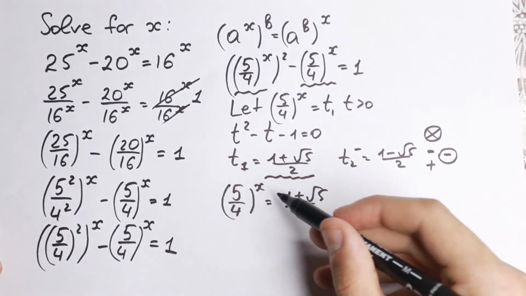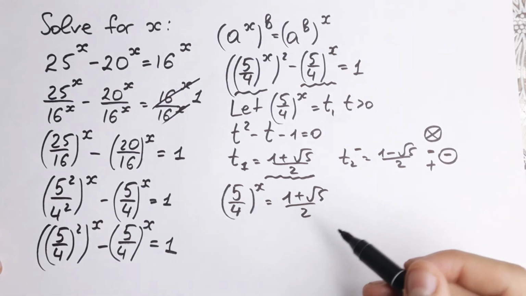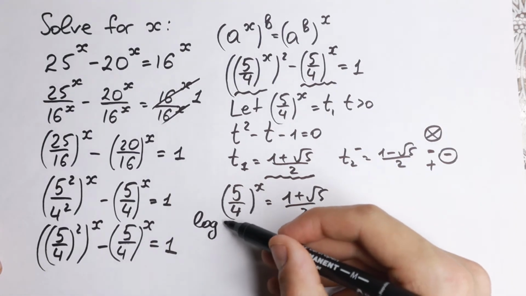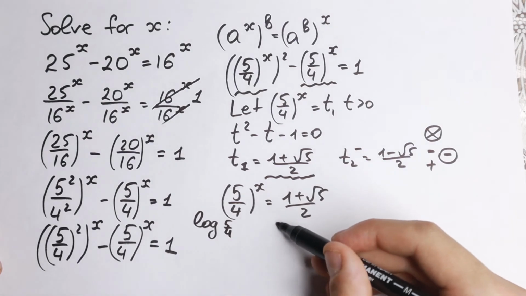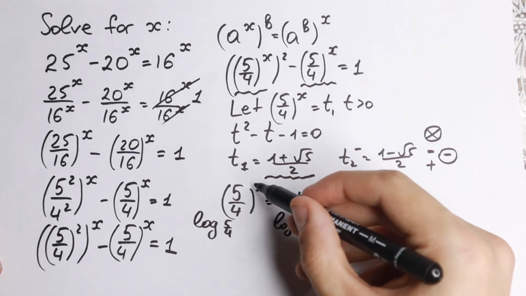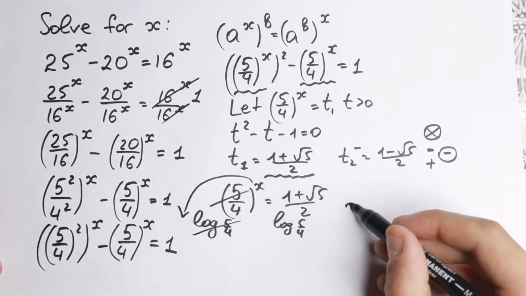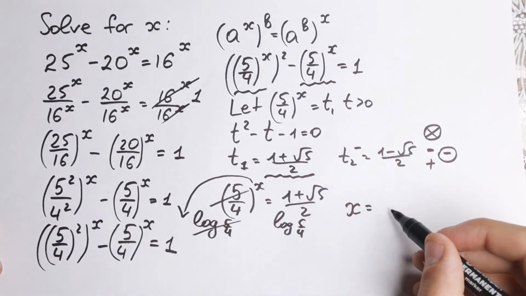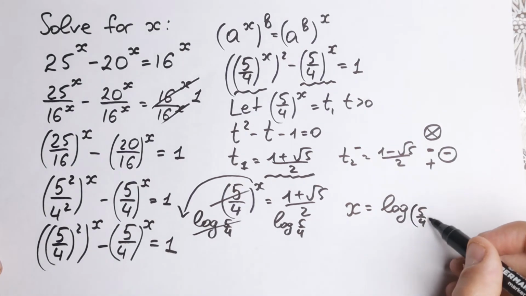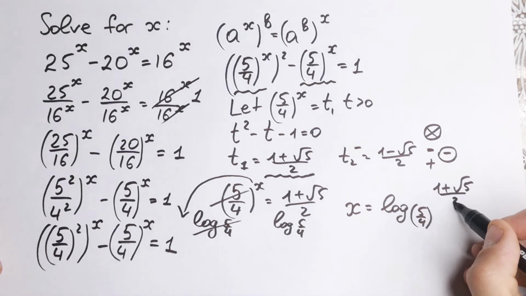All constant, only our x right here, so this is a really good moment to take a log on both sides. So we can write it, for example, log base 5 over 4 on the left, and right here log base 5 over 4. This is our base. From here x jumps down, and we cancel this because this is equal to 1. So we have only our solution x equal to log base 5 fourths of our expression 1 plus square root of 5 over 2.